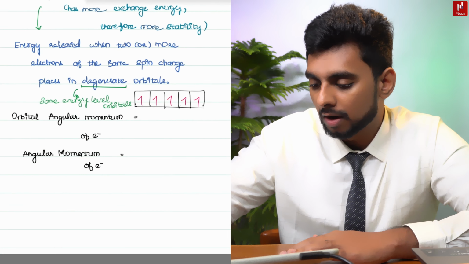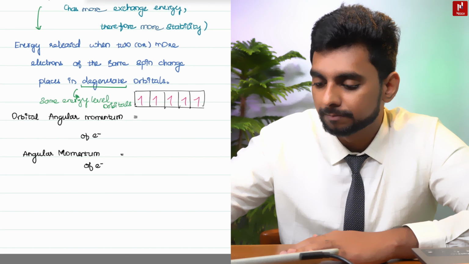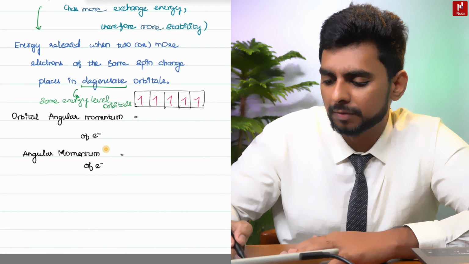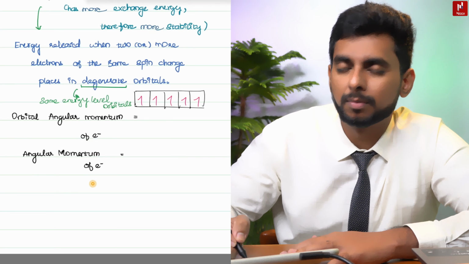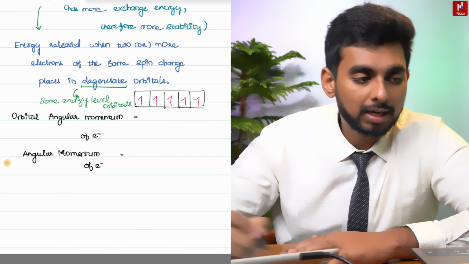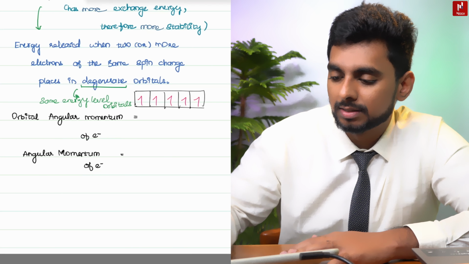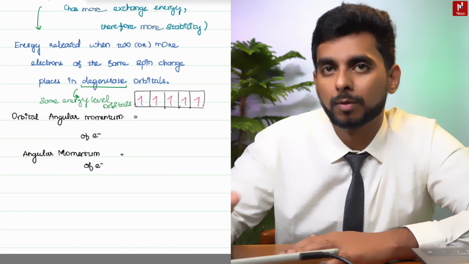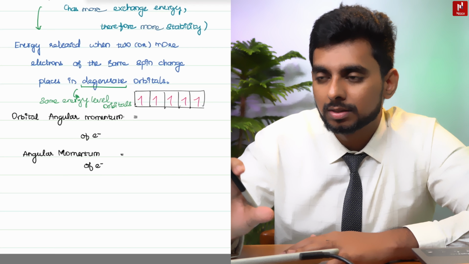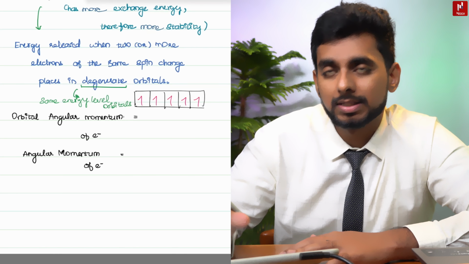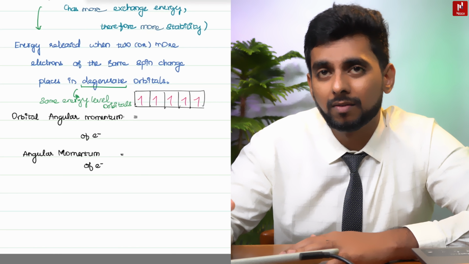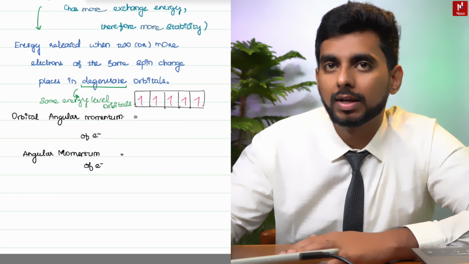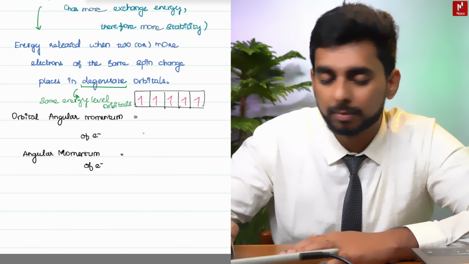Then you have orbital angular momentum, the orbital angular momentum of an electron. Fine. Here also I will not tell you anything that is needed for the understanding. I'll just give you the formula. You will have to memorize this formula. When they give you a quantum number and ask you to find the orbital angular momentum, you just have to use this formula to get the result. That's it. You'll have to memorize this formula.